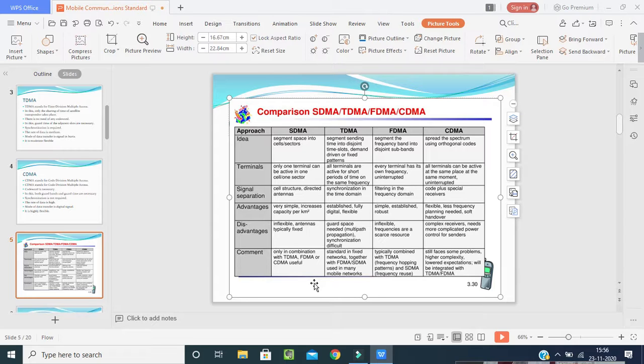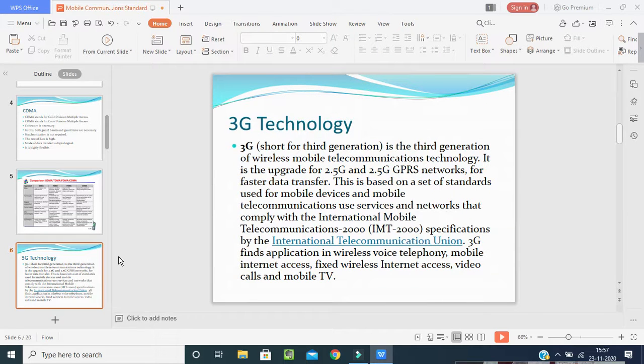Who is sending the message? They need more complicated power control over there. Now coming to the comments, it still faces some problems, higher complexity, and lower expectations, and it will be interpreted with TDMA and FDMA. So this is the main concept, the comparison between TDMA, FDMA, and CDMA.